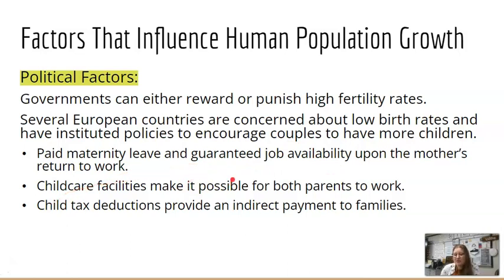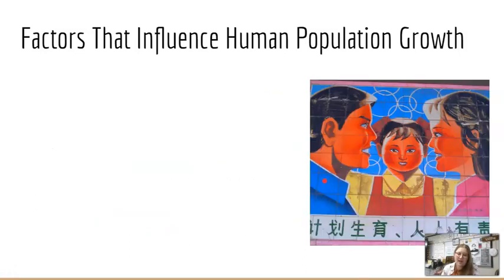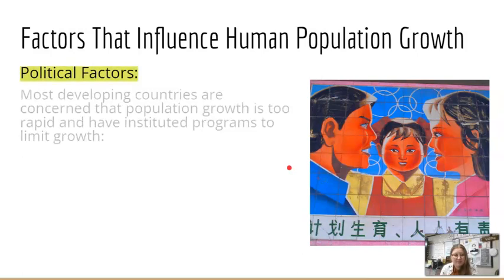Childcare facilities make it possible for both parents to work, and in some countries, those childcare facilities are paid for. And then child tax deductions provide an indirect payment to families so that they get some of that money back of what a child costs.